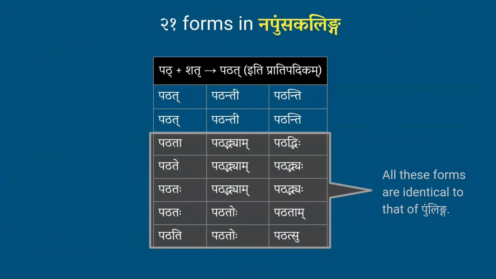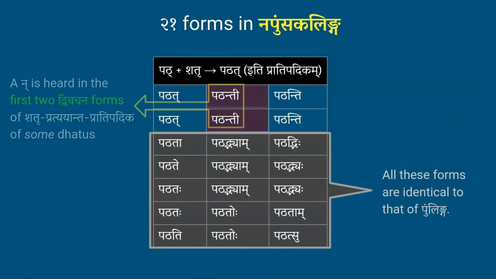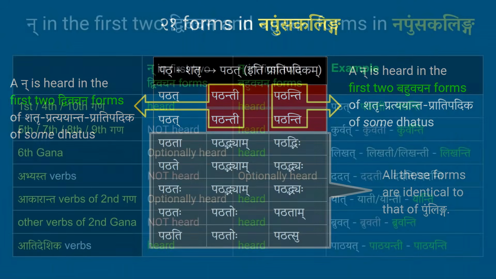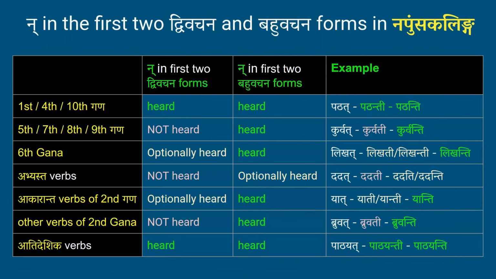Even here, it is clear that a na is heard in the Dvivachana forms for some Shatranta Pratipadikas, and similarly, a na is heard in the Bahuvachana forms for some Shatranta Pratipadikas. The rules here are unfortunately quite complex and various combinations are possible, but let's take a quick look.